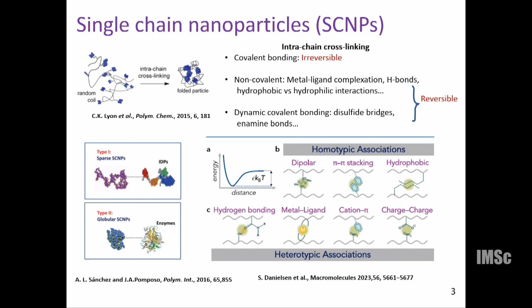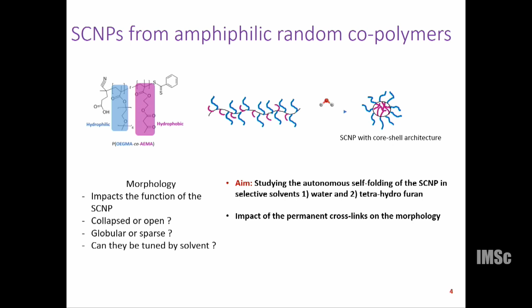These are the different interactions which I just spoke about. They can be pi-pi stacking, hydrophobic interactions, or heterotypic associations, where you have crosslinks formed not intra, but between two different chains. With this sort of general introduction, I'll go to the first problem of my talk, where we try to study the self-assembly, or autonomous folding, of an amphiphilic random copolymer made of OEGMA and IMA units.